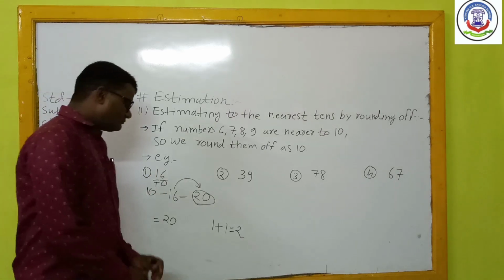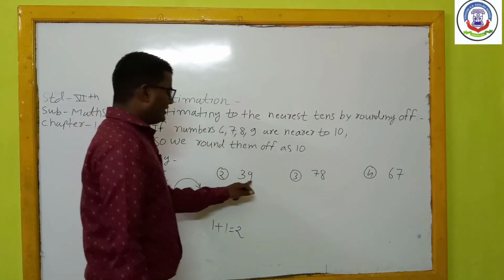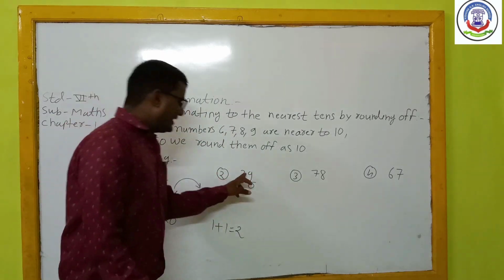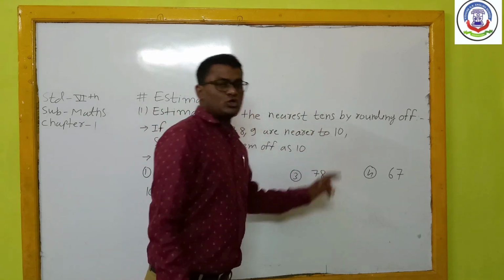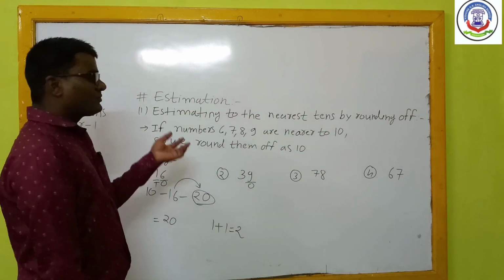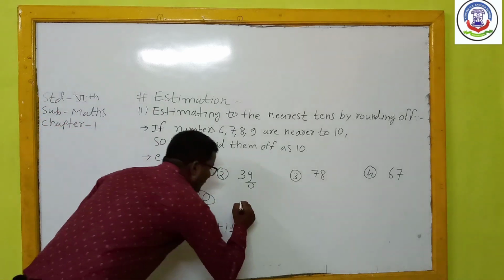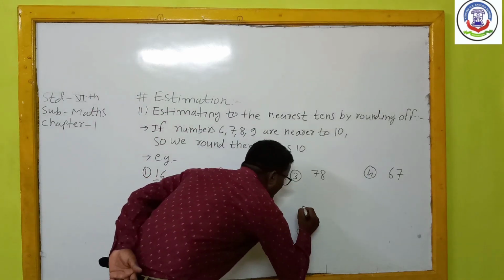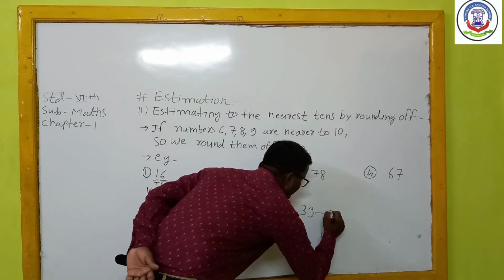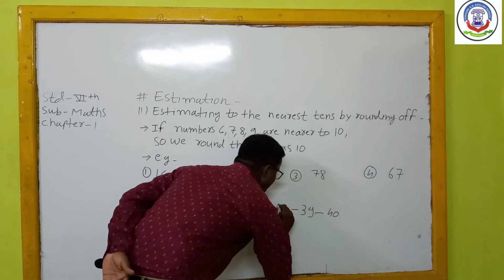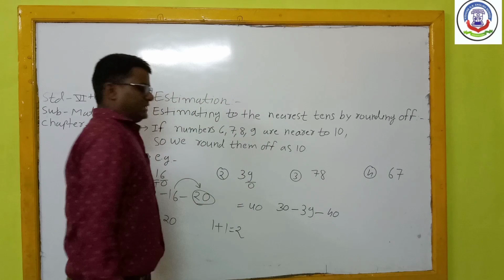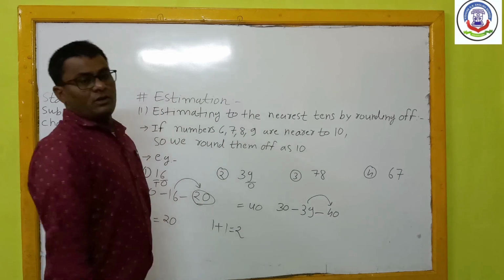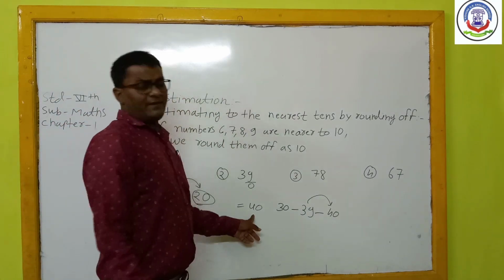Okay, now the second example, 39. You can clearly see that the digit at the ones place, that is 9, is nearer to 10, so I'll round it off as 10, so it will become 40. You can clearly see that 39 comes between 40 and 30. Okay students, now you can clearly see that 39 is nearer to 40, so our answer will be 40.